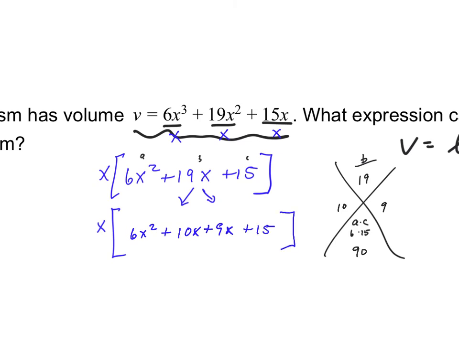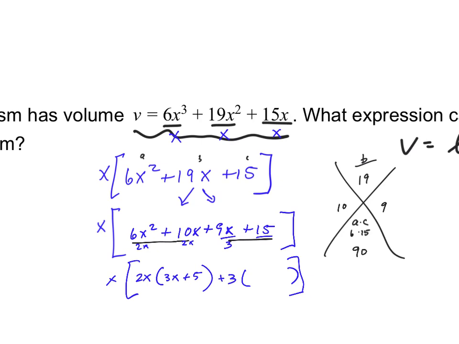It wouldn't matter which order we put the 10x and the 9x in. It's all going to work out. So we're going to factor the first two and the last two terms. And the greatest common factor of 6x squared and 10x is going to be 2x. So if I factor out a 2x, that leaves behind 3x plus 5. And then the greatest common factor of this other term is going to be 3. So factor out a 3, and that leaves behind 3x plus 5.